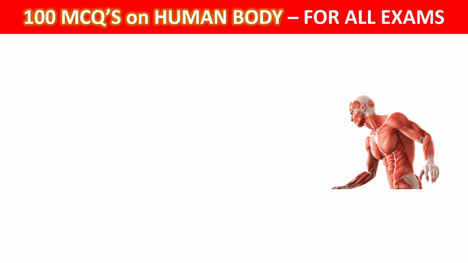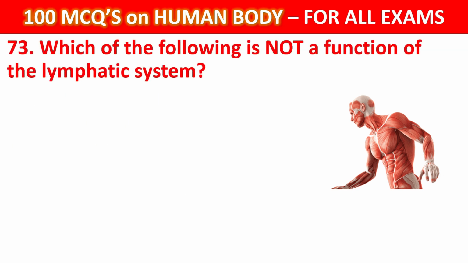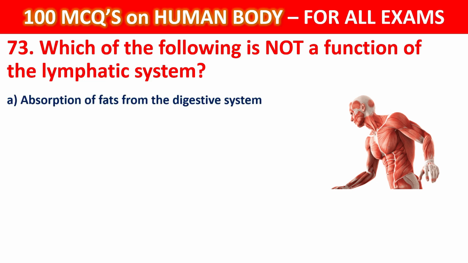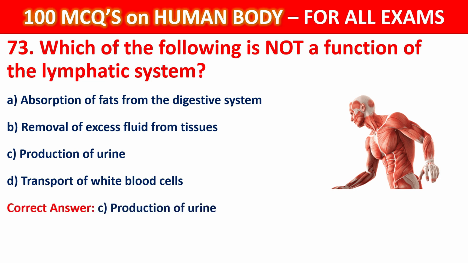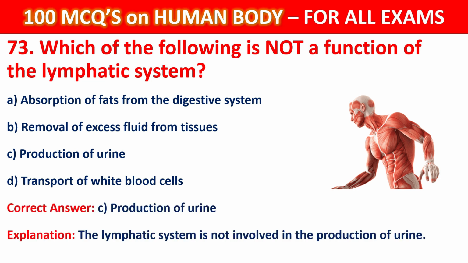Question number 73. Which of the following is not a function of the lymphatic system? Your options are absorption of fats from the digestive system, removal of excess fluid from tissues, production of urine, or transport of white blood cells. The correct answer is C, that is production of urine. The lymphatic system is not involved in the production of urine.